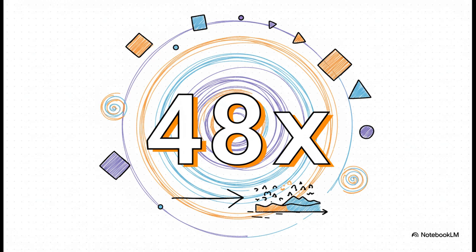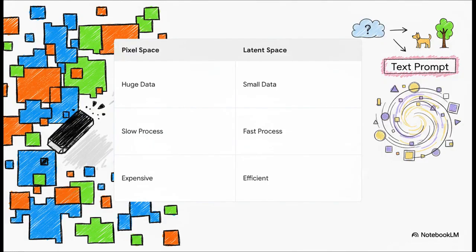What if you didn't have to work with all those millions of pixels? What if you could shrink the problem down by a factor of 48? This, my friends, is where the latent in latent diffusion comes in. This comparison right here is everything. Instead of working in that massive, slow, and super expensive pixel space, the model does all of its thinking in a tiny, compressed, and incredibly fast latent space. Honestly, this is the core innovation that unlocked modern AI image generation for all of us.